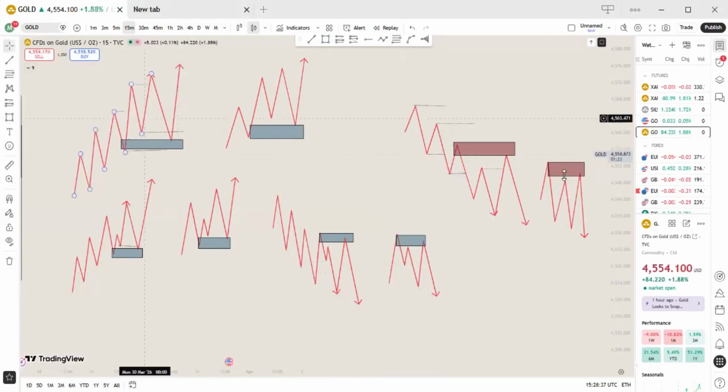These ones are liquidity after a break of structure. These ones are liquidity before the break of the recent low or high, before BOS, before break of structure. I hope you guys are getting what I'm trying to say now.